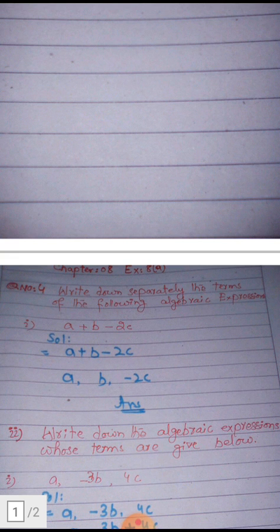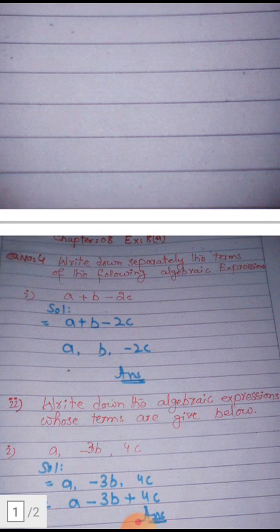So we are switching to question number 5, not 2. Write down the algebraic expression whose terms are given below. So this is totally opposite of the upper question. Question number 4 was to separate the terms.